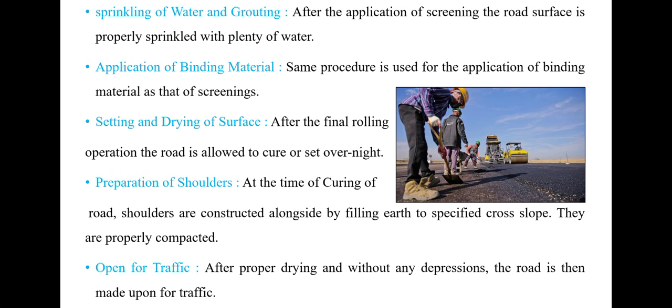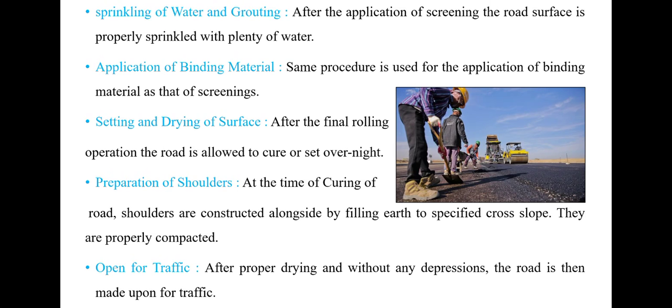So what is it? After the application of screening, the road surface is sprinkled with plenty of water. It is then swept and rolled. Water brooms are used to sweep the wet screening into the voids. The additional screenings are applied and rolled till the coarse aggregate is well bound and firmly set. So after the coarse aggregate and fillers are laid and compacted, an abundant quantity of water is sprayed over this, and then it is again checked whether proper binding has taken place or not.